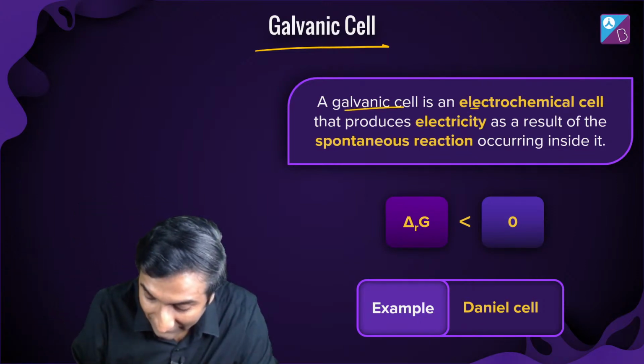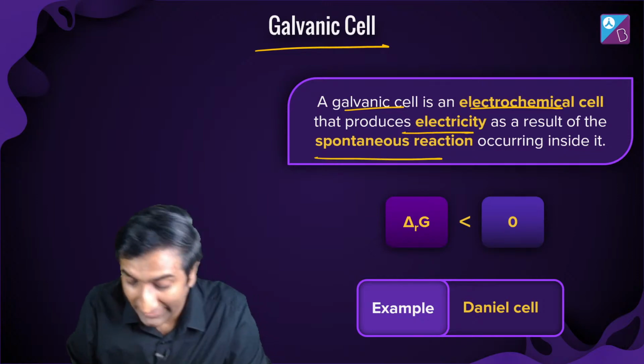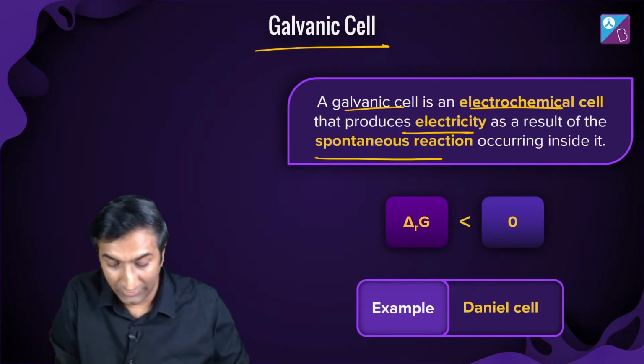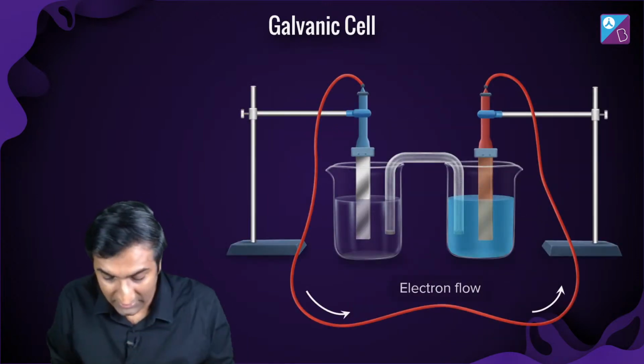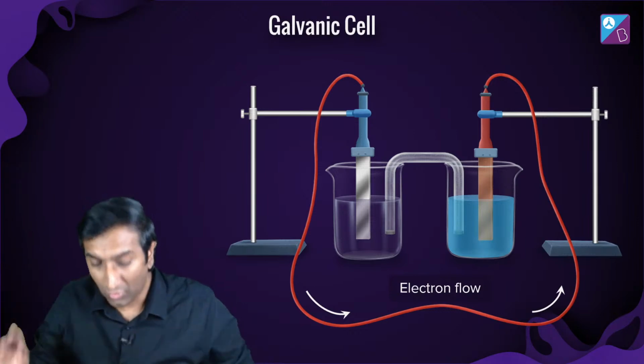So, a galvanic cell is an electrochemical cell that produces electricity as a result of spontaneous reactions occurring inside it. So delta G of that reaction is less than 0. All right, sweet. So, chemical energy gets converted to electrical energy. Here is an example. What is the flow of electrons and all of that?